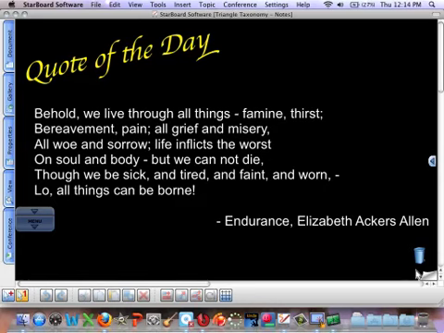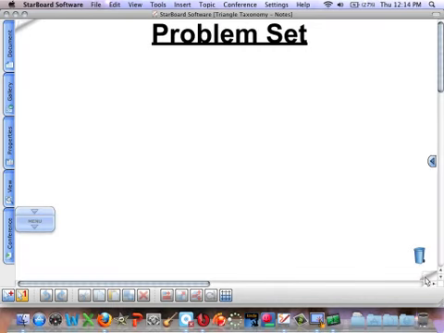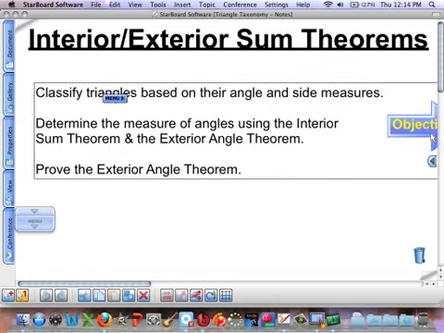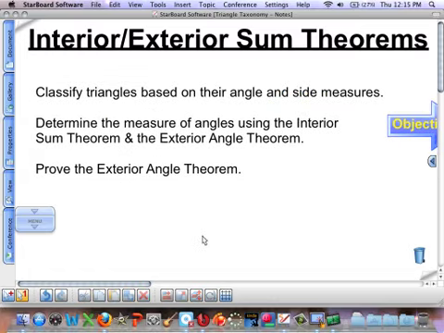So today's lesson is going to be really overwhelmingly difficult. It is. So basically our objectives for today are very simple. Classify triangles as acute, obtuse, or scalene, isosceles, equilateral, equiangular. And then we're going to utilize the interior sum theorem and exterior sum theorem. And then eventually today you guys will have to prove the exterior angle theorem.